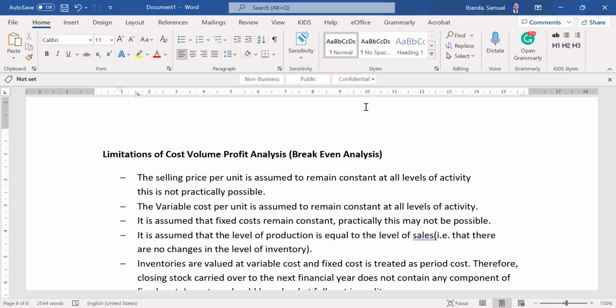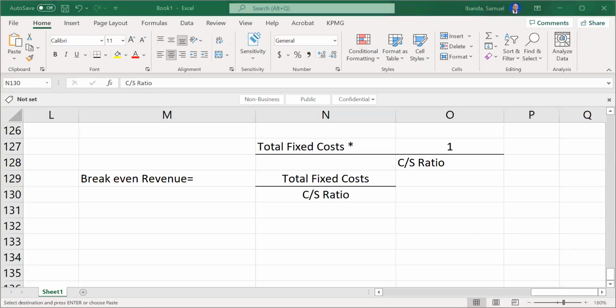Now, the other thing that I want to end this class with is that it's very important that you also know that we have what we call CVP for multi-products. So a business may be producing more than one product.